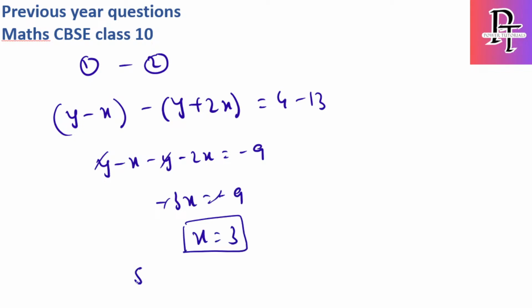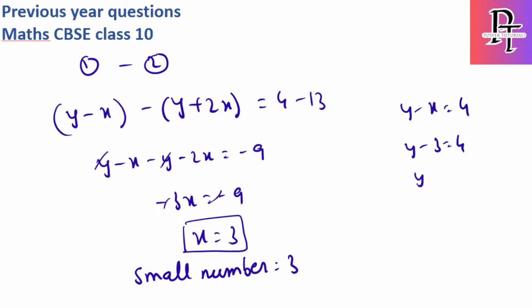So small number is equal to 3. Let's see the other condition. Y minus x is equal to 4. So y minus 3 is equal to 4. So y should be 7.